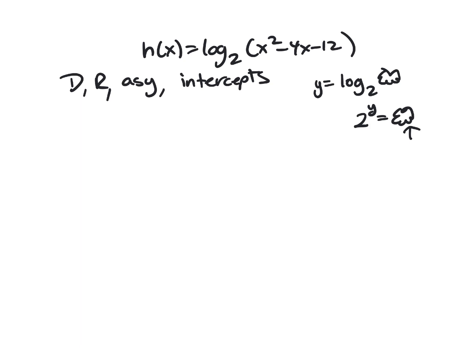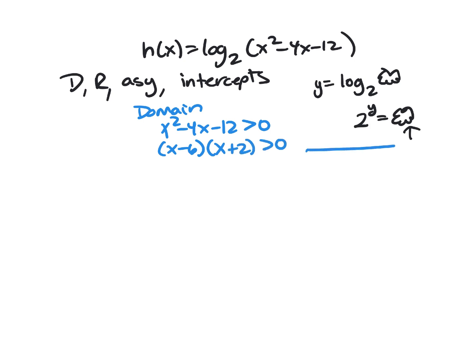So for the domain, first thing we're going to do is set up the inequality that the inside has to be positive. And in this case, luckily, I can actually factor this, which allows me to put things on a sign chart. You can either plug in values or recognize that this is a quadratic that opens up. And where is it positive? On the extremes. So my domain here is negative infinity to negative 2 exclusive, and then 6 to infinity. Remember, inside the log can't be 0.